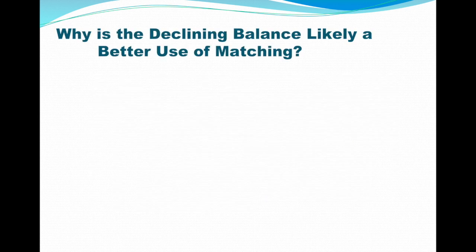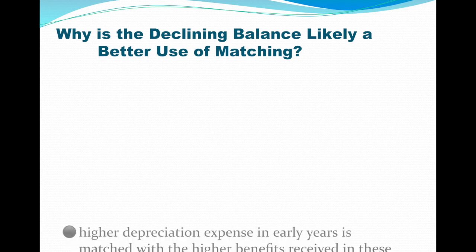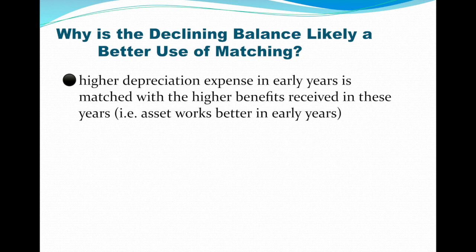So, you may recall at the start of this video, I said that using the declining balance method is better for matching principles. And the reason for that is that typically capital assets perform their best when they're first acquired. So it makes sense to assign a higher depreciation expense in the early years, because in the early years you're getting a higher benefit from the asset.